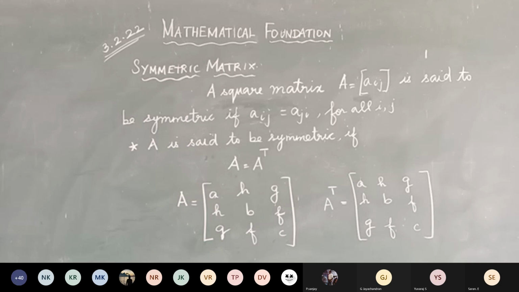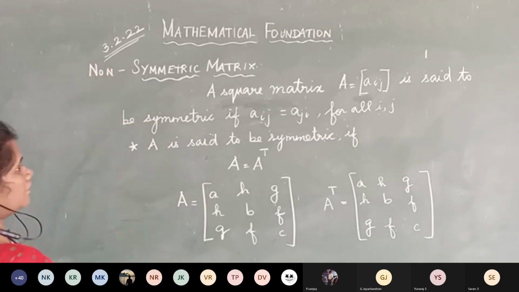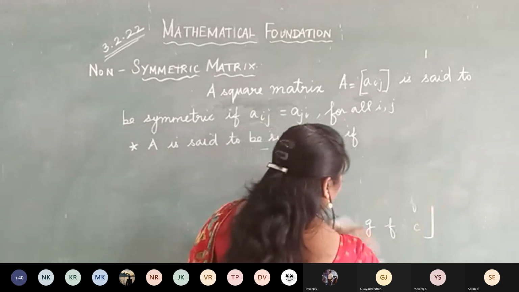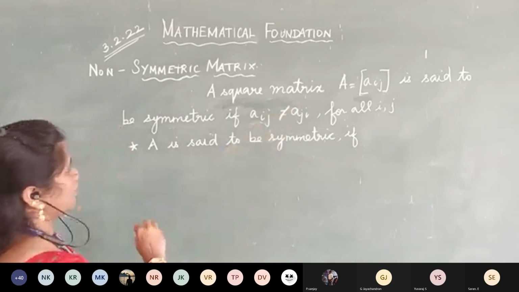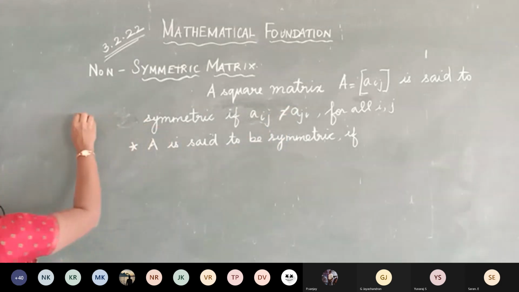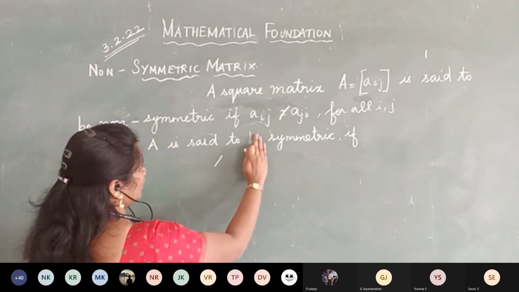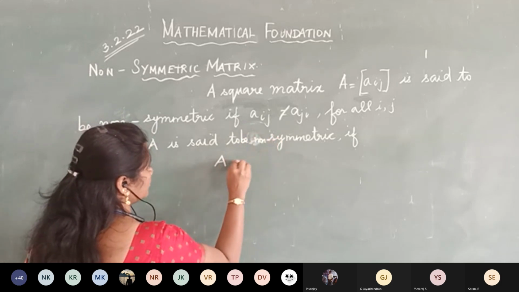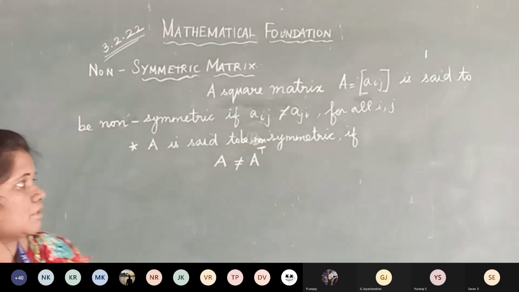So in the next heading, non-symmetric matrix. This is an example for your symmetric matrix. Next, you write non-symmetric matrix. If this is not equal to your a ji, then it is called non-symmetric. A is said to be non-symmetric if A is not equal to A transpose. If it is not equal, then it is a non-symmetric matrix.